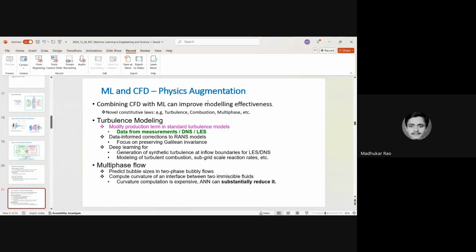And in the context of multiphase flow, you can use it to predict bubble sizes in multiphase bubbly flows. You can use it to compute the curvature of the interface between two immiscible fluids. In a regular CFD code, the computation of curvature and incorporation of surface tension is very computationally expensive, and a trained artificial neural network, or actually a PINN, physics informed neural network, can substantially reduce that computational effort.